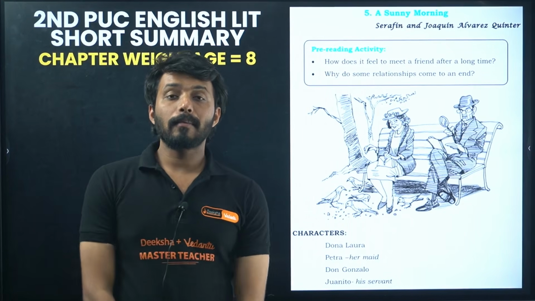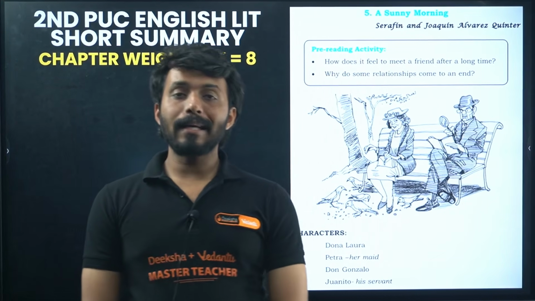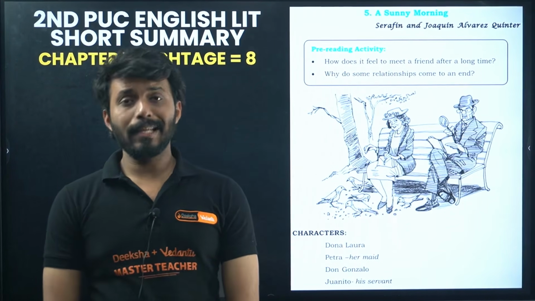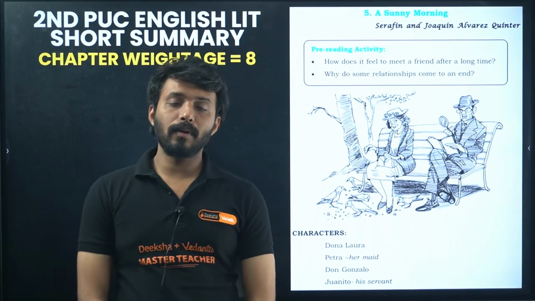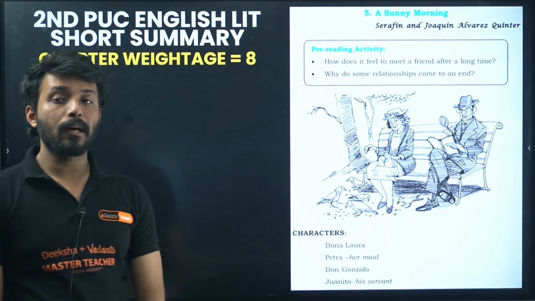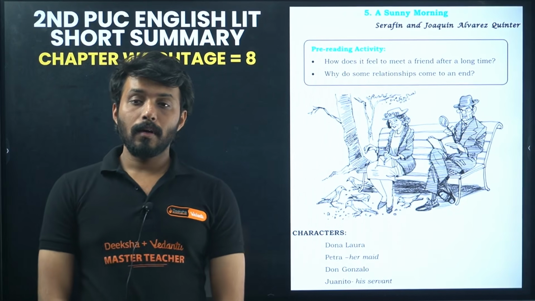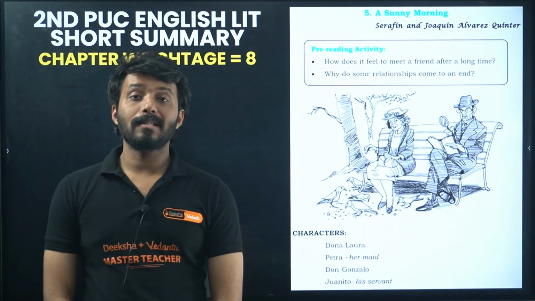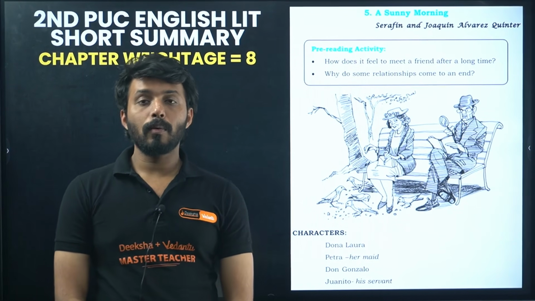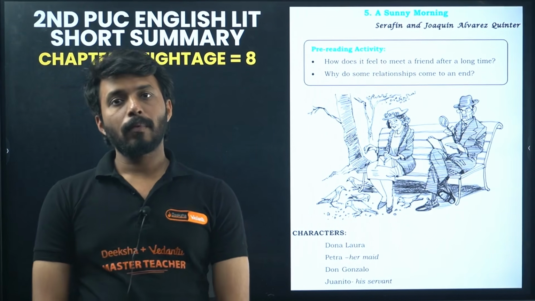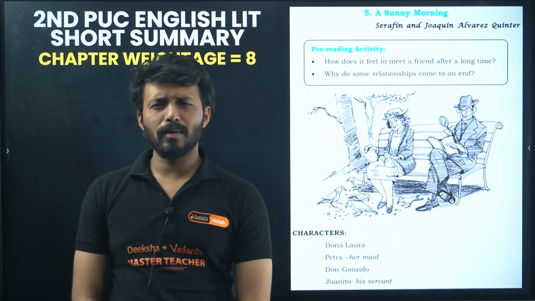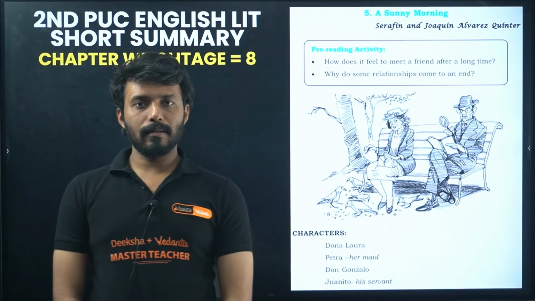So in this play, basically we have 4 main characters, 2 main characters actually. The other 2 make a very brief appearance. So the 4 characters in this play are Donna Laura, Petra, that is Donna Laura's maid, Don Gonzalo, and Juanito. Juanito is a helper or a servant to Don Gonzalo. So these are the 4 main characters.